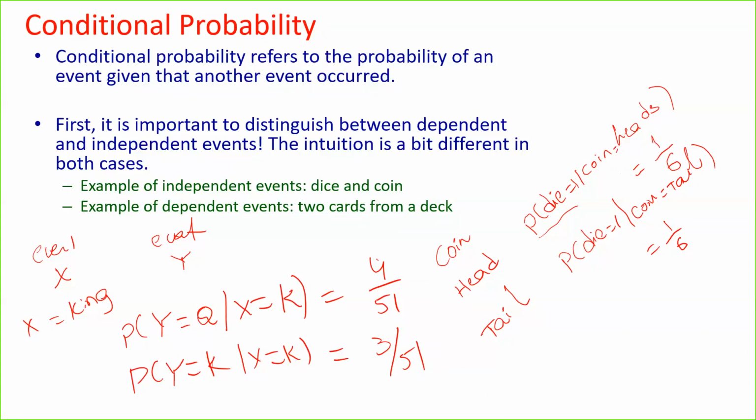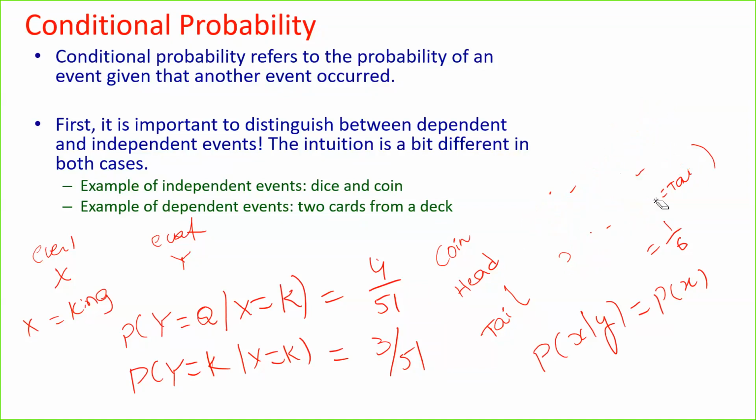If the outcome of one event is not influencing the outcome of the other event, then we call them independent events. And for independent events, probability of x given y is equal to probability of x, right? If x and y are independent of one another. That's why you might have seen this, right? If the two events are independent of one another, what is the joint probability, probability of x comma y? P of x times P of y, right? If they are independent of one another, joint probability is equal to the product of the individual probabilities.